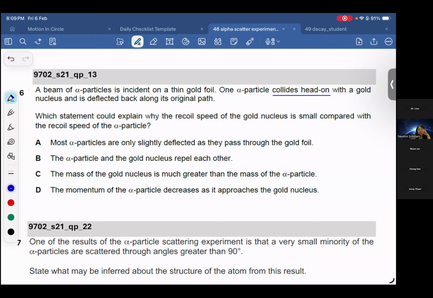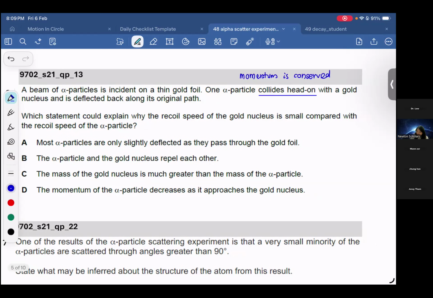Okay, dear, collide head-on. Collision, we must obey what? Momentum, conservation of momentum. Momentum is conserved. So what does it mean? After that they will recoil backwards. So here the momentum is conserved.